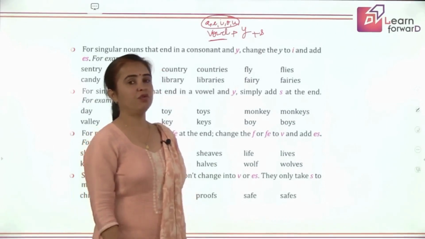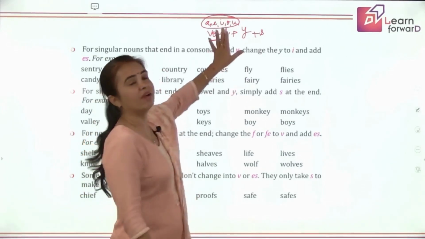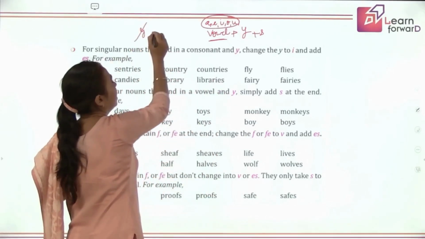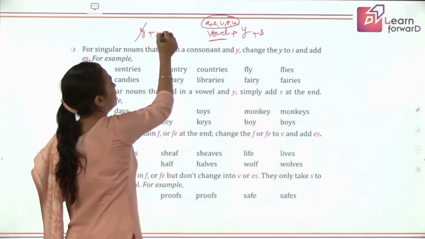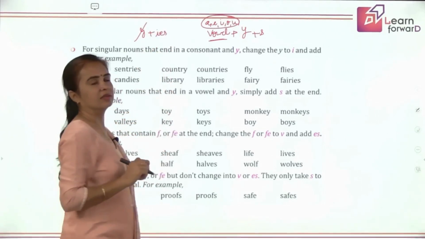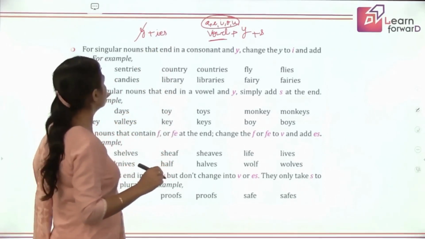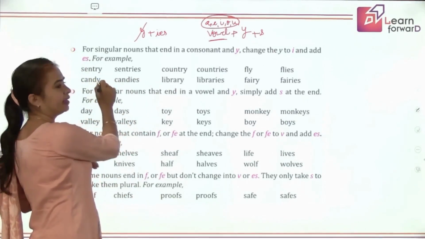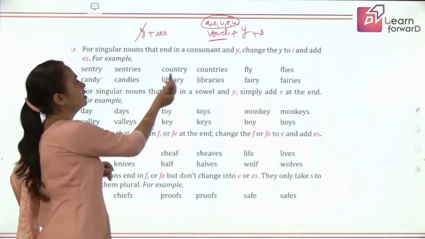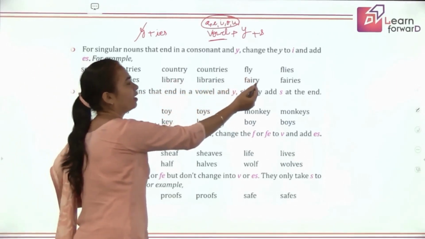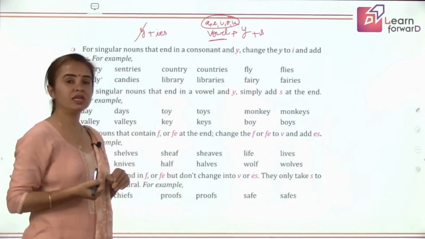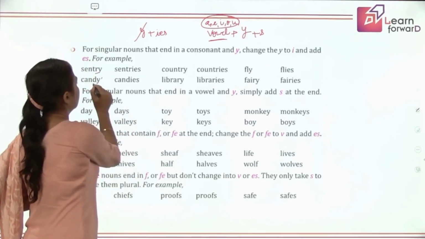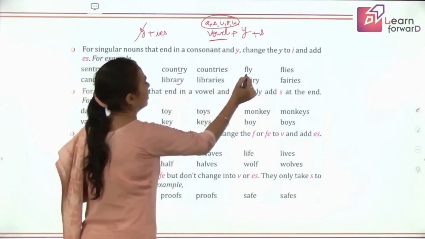And if you do not have a vowel here, you have a consonant, then what you do? You drop out y and add ies to it. Let's see the words here. Century. This is y at the end. Now see, all these words have y at the end. Century, candy, country, library, fly, fairy. But what you have to see is the letter before y, right? Let's focus there. R, D, R, R, L, R.